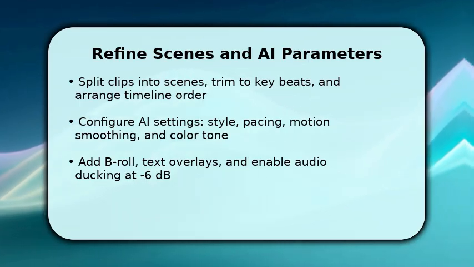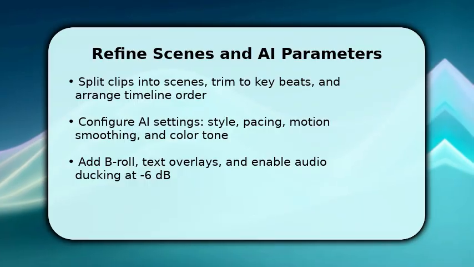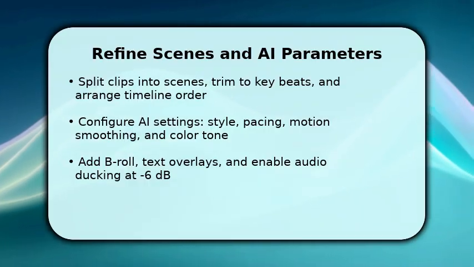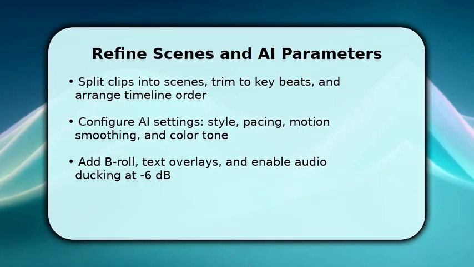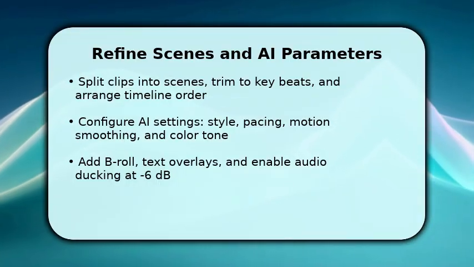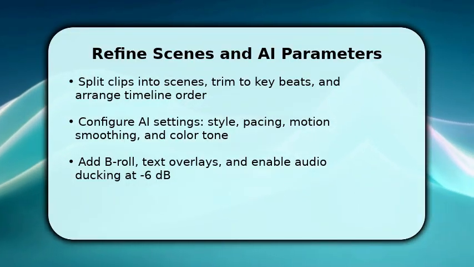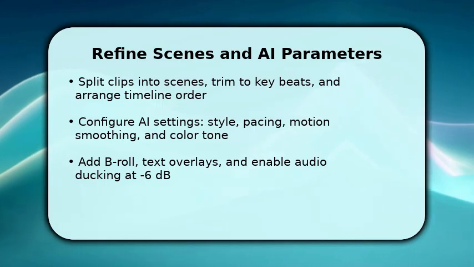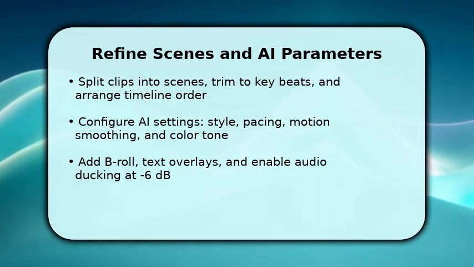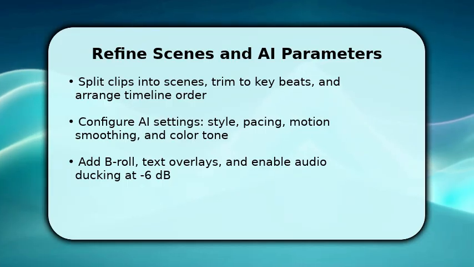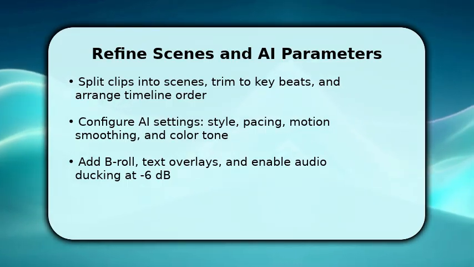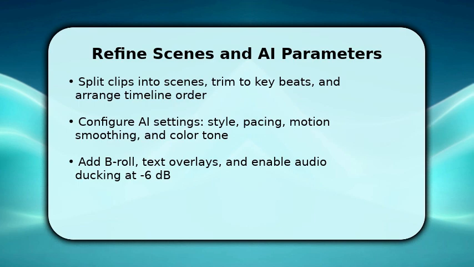Once done, set AI parameters. Pick a visual style, adjust pacing and motion smoothing, and select a color tone to match your brand. Make sure to add B-roll and text overlays where emphasis is required, and enable audio ducking at around -6 decibels so narration stays clear. Finally, preview scene transitions, adjust clip keyframes, and log tracks before final export.